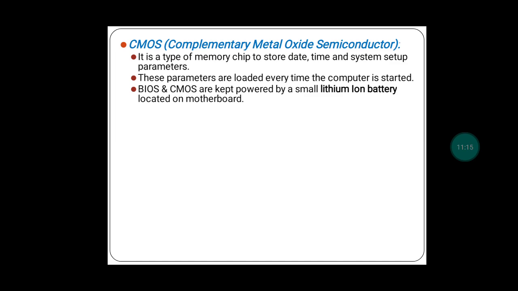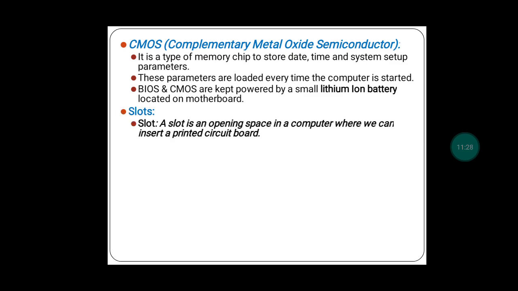Okay, so remember here CMOS is used to store date, time and other system setup parameters of the computer system. Okay, now moving on to the slots. A question can be asked, what is a slot, for 1 mark. A slot is nothing but an opening space in a computer where we can insert a printed circuit board.